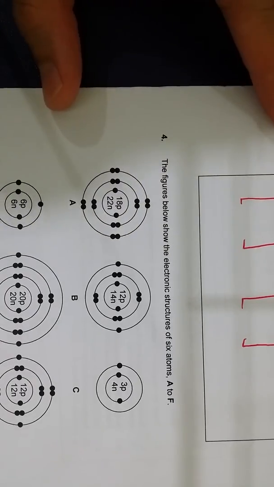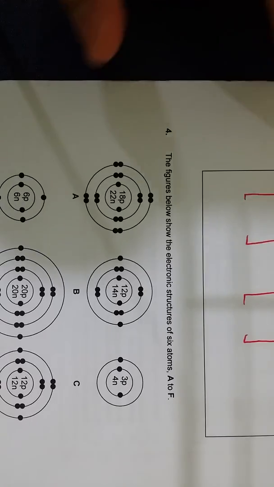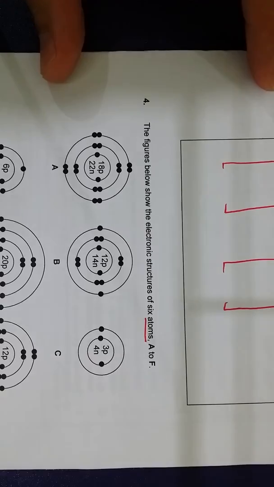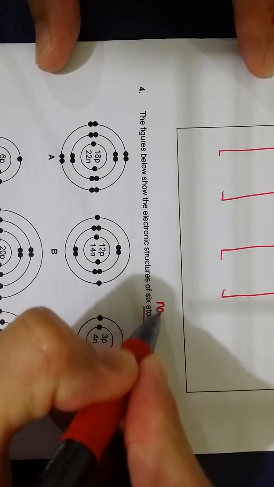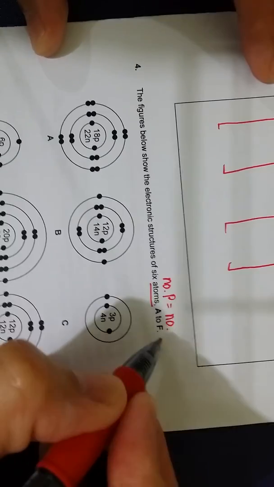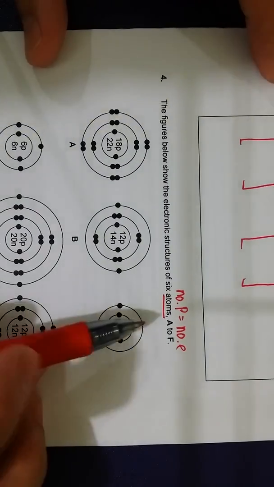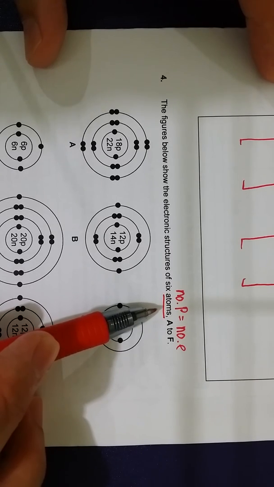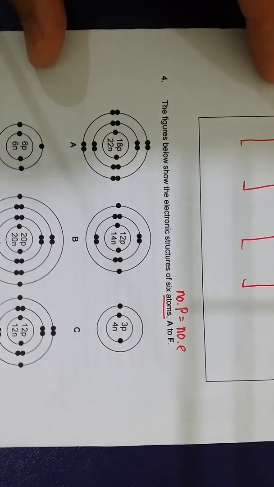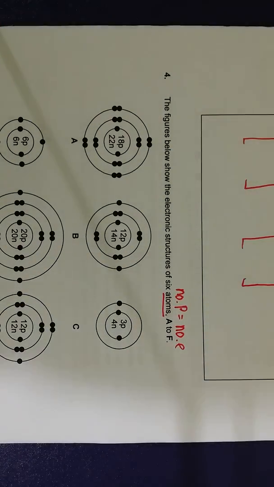Okay, question 4. The figures below show the electronic structures of 6 atoms A to F. Now, very important to recognize what is the meaning of atoms. Atoms means the number of protons is the same as the number of electrons. Proton, electron, same number, meaning that it is neutral. There is no positive or negative charge. They are neutral because the number of protons and number of electrons are the same.